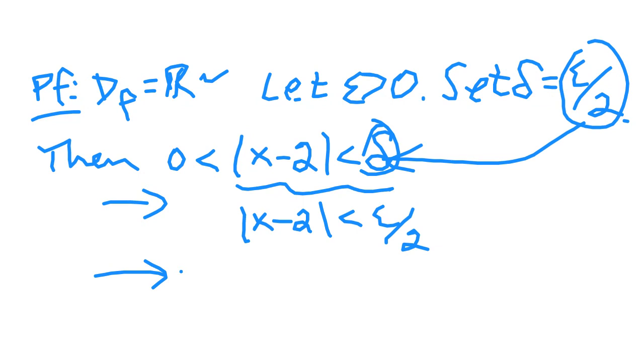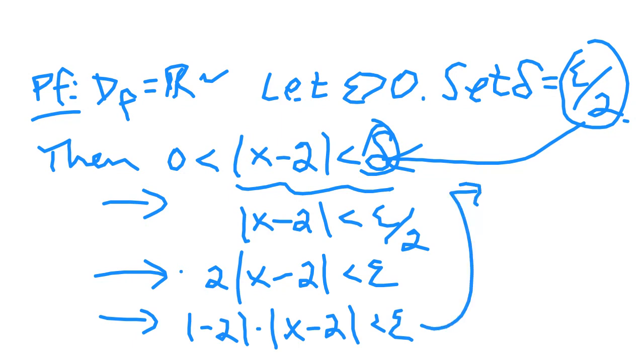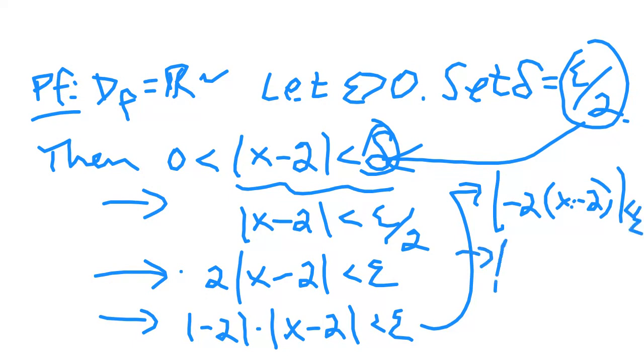bottom up. So now I can multiply both sides by 2. So 2 times the absolute value of x minus 2 is less than epsilon, which implies the absolute value of -2 times the absolute value of x minus 2 is less than epsilon, which then implies I can bring that inside. The absolute value of a times the absolute value of b is the absolute value of a times b. So undoing that, it's less than epsilon, which implies that the absolute value of -2x plus 4 is less than epsilon.